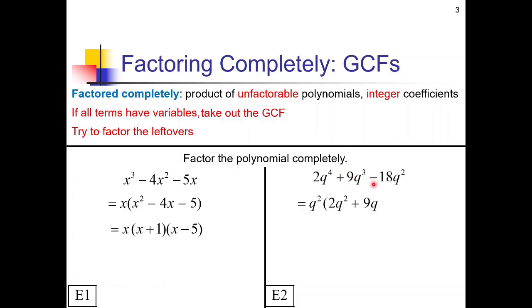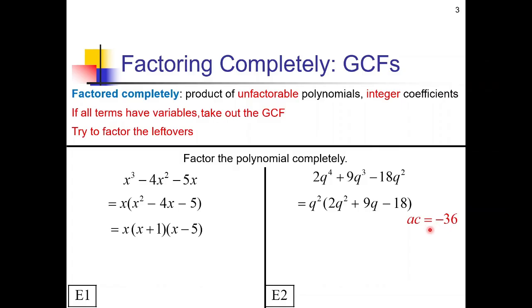9q minus 9. And taking a look at the stuff inside, since I have an a value inside here that's not 1, I'm going to use the AC method. There's no perfect square shortcuts I can take, so AC method it is. So 2 times negative 18 gives me negative 36. And now I'm looking for numbers that multiply to negative 36 and add up to positive 9. So at the very least, I know both numbers have to be opposite signs because they multiply to a negative.